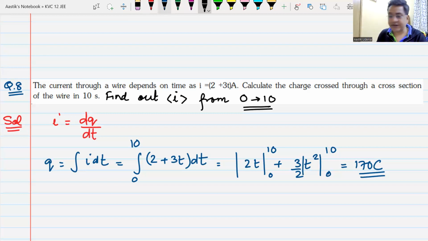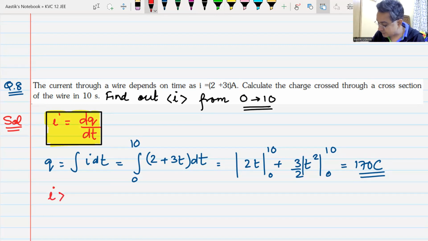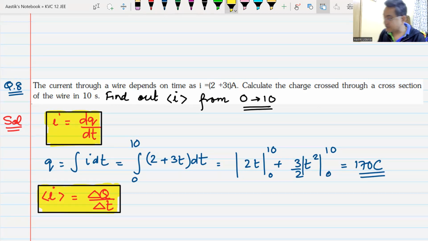How do I get the average current, my dear friend? This was your instantaneous current, my dear friends. How will I get the average current? Anyone with an answer? 17, sir. 17, that is correct, because your average current is total charge which has flown divided by total time. What we got to do is just remember the definition of these things. If we can remember the definition of these things, things will start to add up.